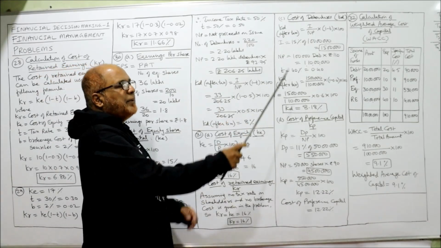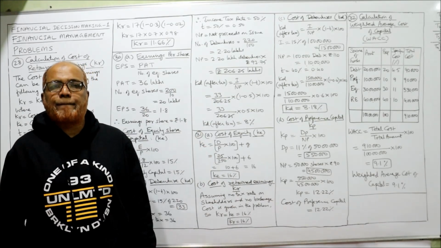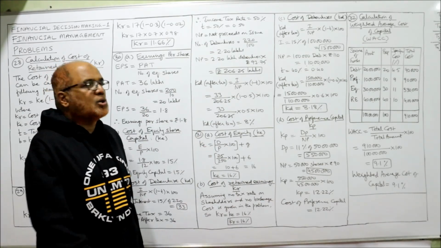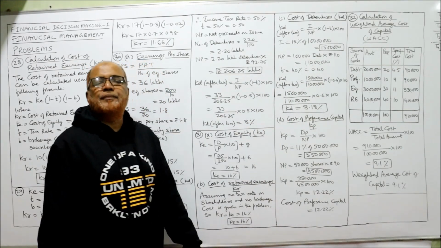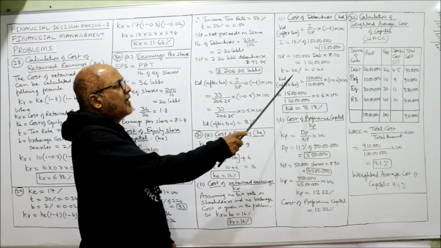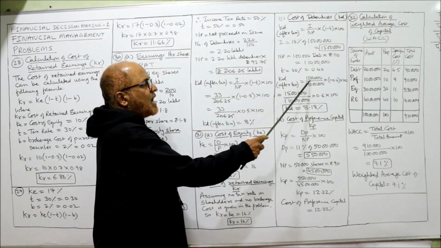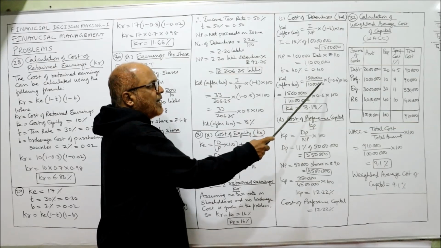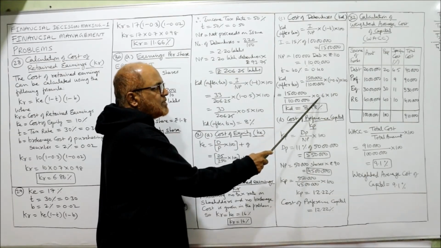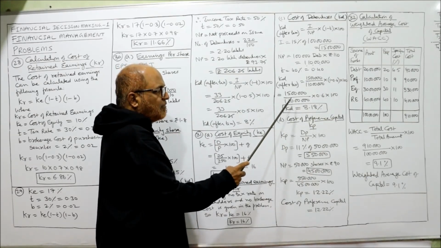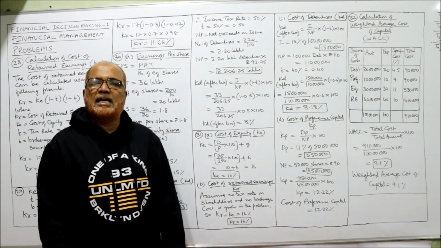Similarly, NP, net proceeds. The market price of the debenture is 110. So net proceeds are 1 lakh debentures into 110, which is 1 crore 10 lakh. Tax rate is given in the first line, 40%, 0.4. So KD after tax: I is 15 lakh, NP is 1 crore 10 lakh, into 1 minus T, 1 minus 0.4, which is 0.6. So 15 lakh divided by 1 crore 10 lakh into 0.6 into 100, 8.18%, that is the KD.